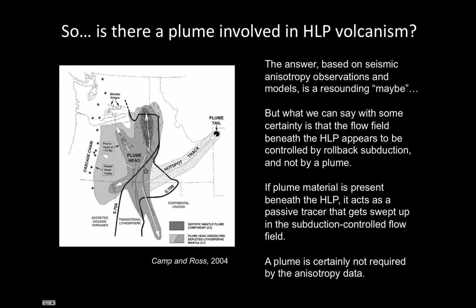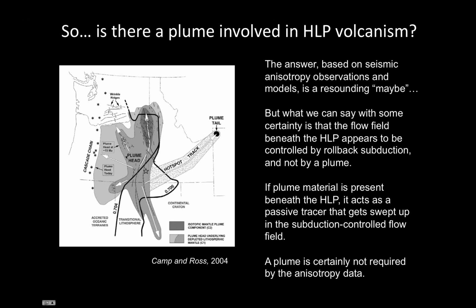So this is a figure from this paper by Camp and Ross, 2004, where they're proposing a plume head origin for the High Lava Plains trend. They're invoking flow of this plume material that's pushing flow along the strike of the HLP trend. And the anisotropy observations and the models, I think, really are arguing against this scenario.